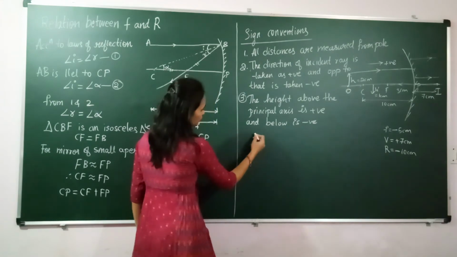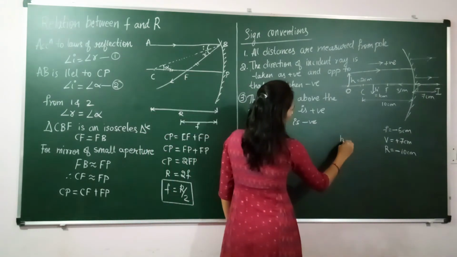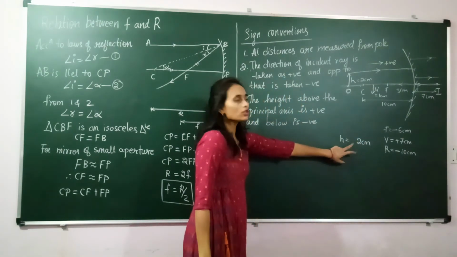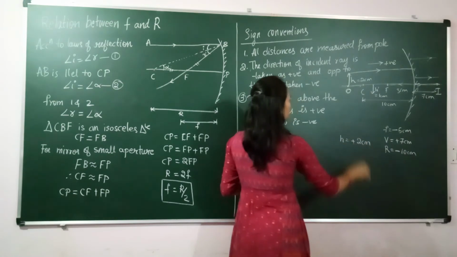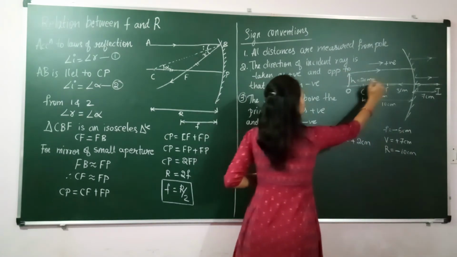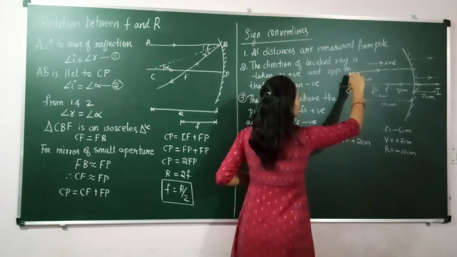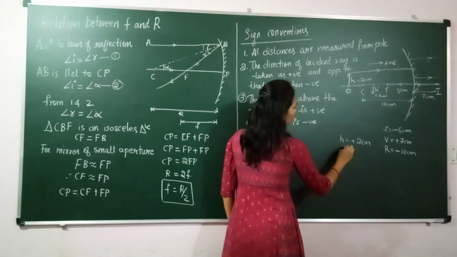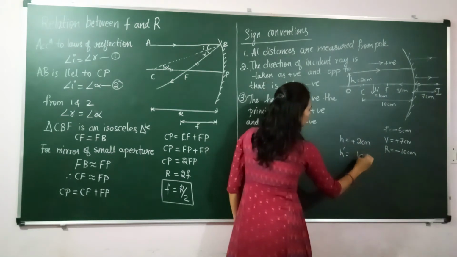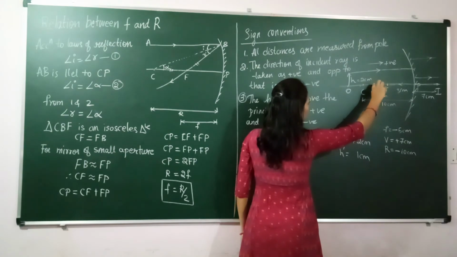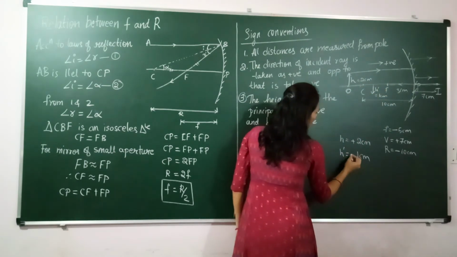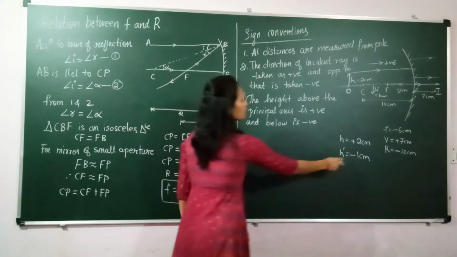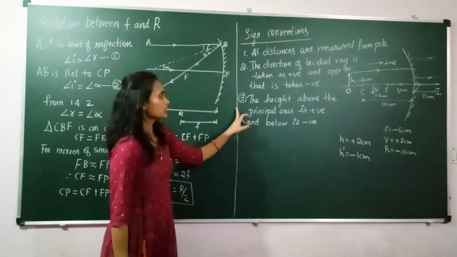Consider. So here what will we write? h equals 2 centimeter. Do we take plus 2 or minus 2? Here we take plus 2 centimeter, because this height is above the principal axis. The h dash value is 1 centimeter. This h dash, the height of the image, is below the principal axis. If we measure below the principal axis, we take it as negative, that is minus 1 centimeter. So this is the third sign convention.